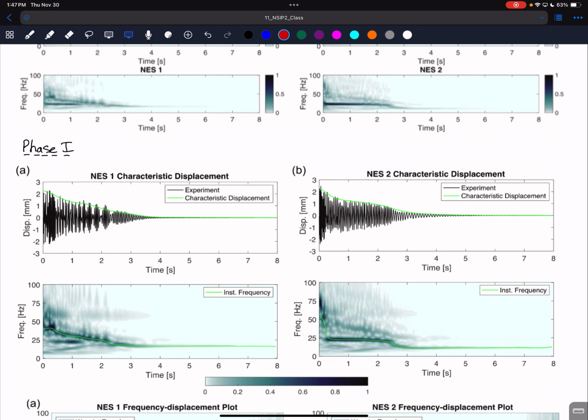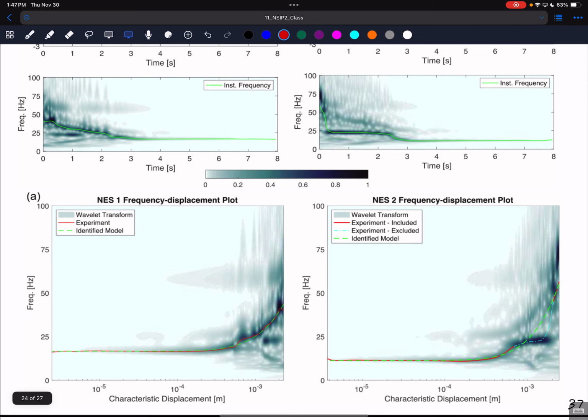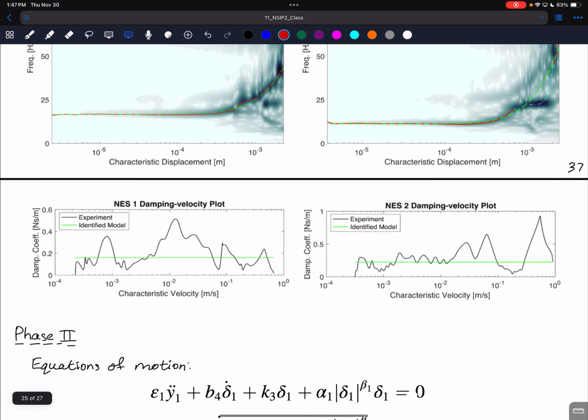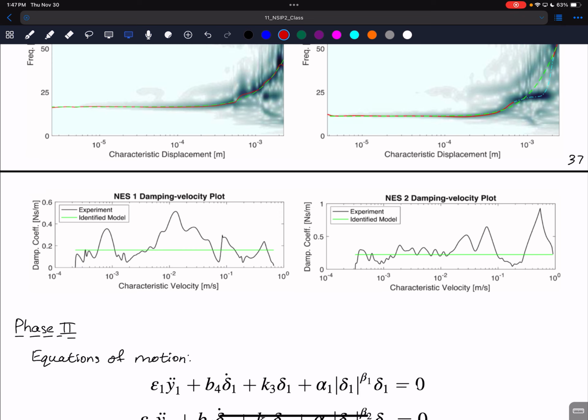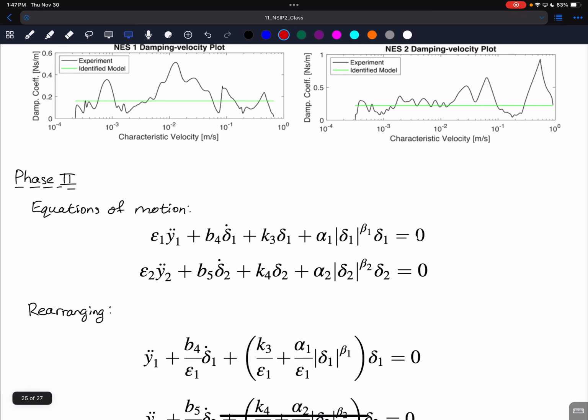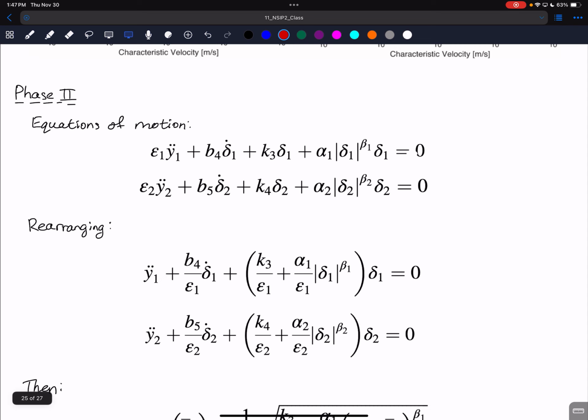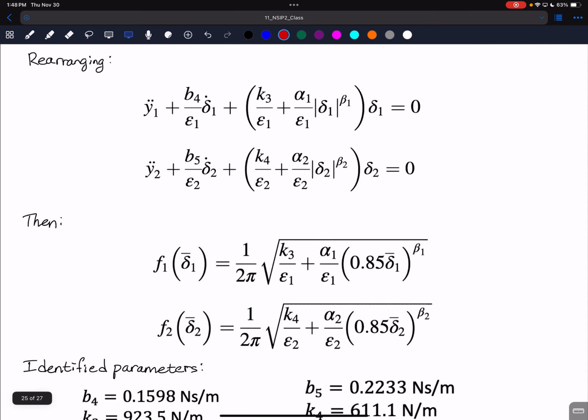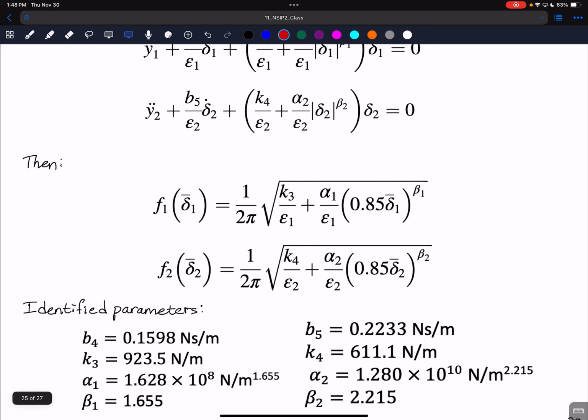Okay, you can see the frequency responses. Here's what they look like when we put them in a frequency displacement plot. We do this for both NESs using that same single measurement. There are some details in the paper as to why we excluded a portion versus including everything. The instantaneous damping shown here, we just fit a linear viscous model to it. Equations of motion shown here. We do the same kind of thing, start with the motion equations, rearrange them, then come up with two frequencies, and then again we just have linear viscous damping here, so it's nothing special there.